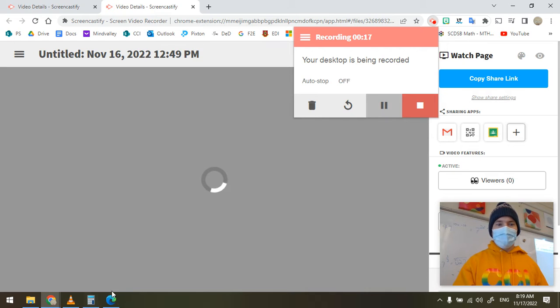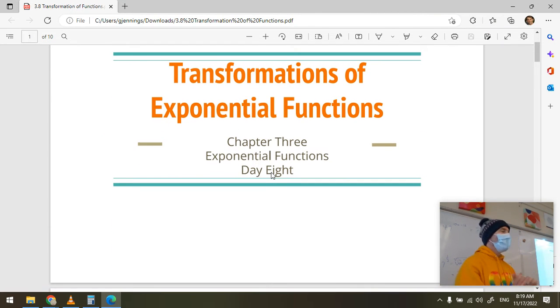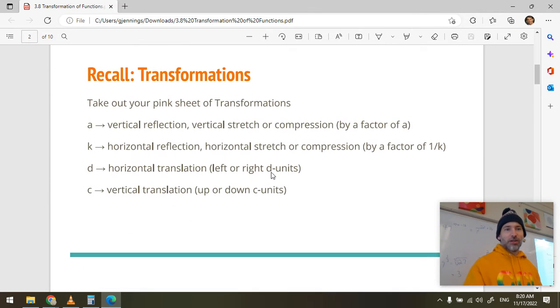Yeah, and we're back. So we're taking a look at transformations of exponential functions today, and this is where we can take the kid gloves off and use all of the tools available to us to graph some really complex exponential functions. All right, so let's take a look at how we can do it.